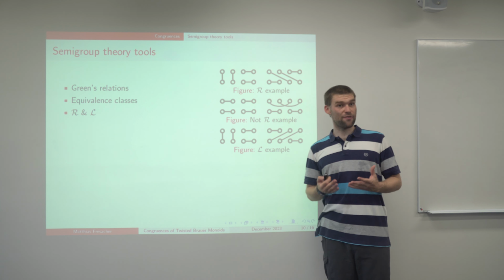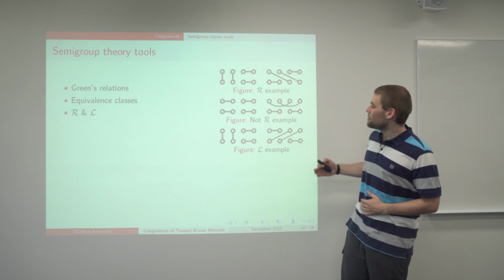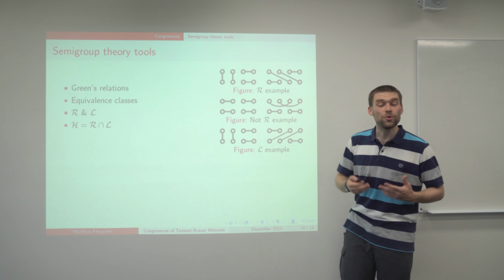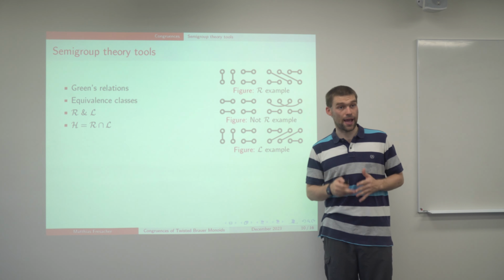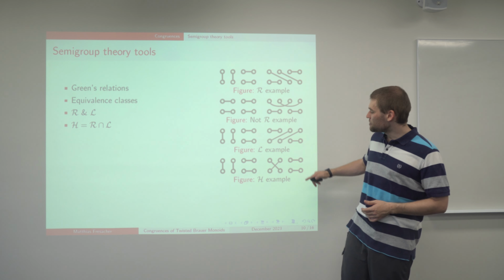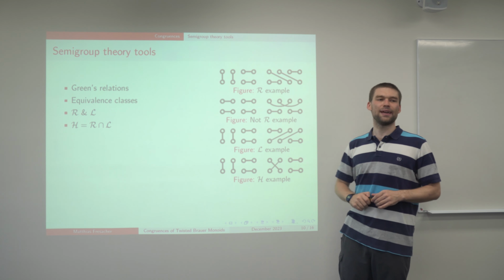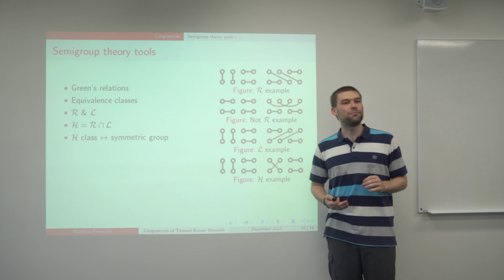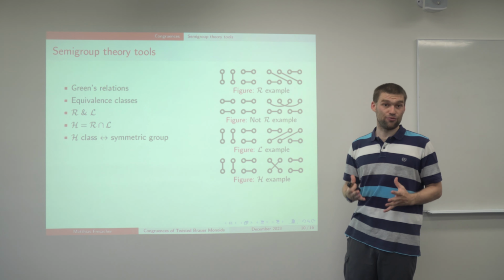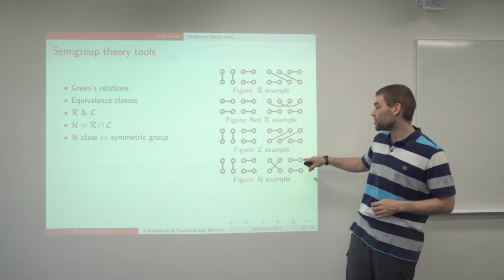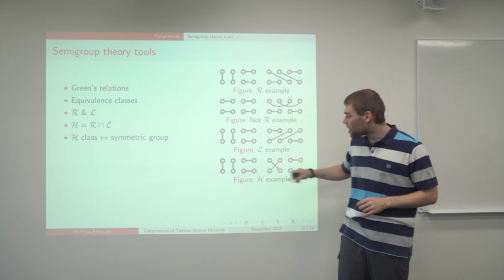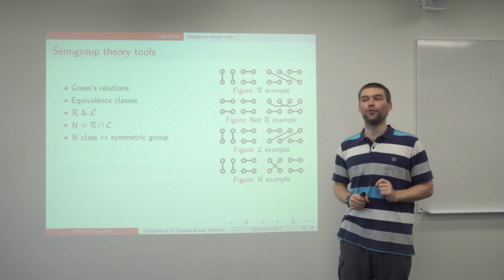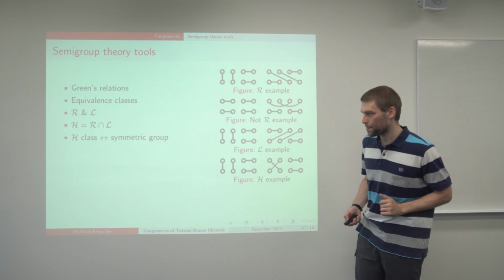In an analogous way, we have the L relation, and here two diagrams are L related if they have the same bottom row. We can take the intersection of these two, that gives us the H relation, and two diagrams are H related if both their top and their bottom row is the same. And the H classes are actually in bijection with the symmetric group of that rank. And we can see that in this example here. We're dealing with rank 2, and we have the two elements of the symmetric group S2 appearing. This bijection is going to be important for later on, so keep it in mind.